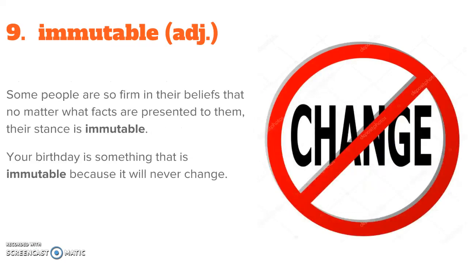Number 9 is immutable, which is an adjective. The definition for immutable is not subject to change. It is constant. It's nice the way that this word is. You can look at the root of it. If something is immutable, it can't be mutated. It cannot change whatsoever. So some example sentences.